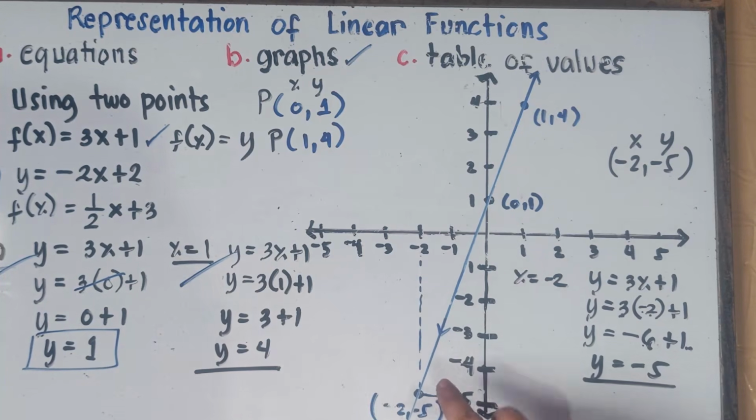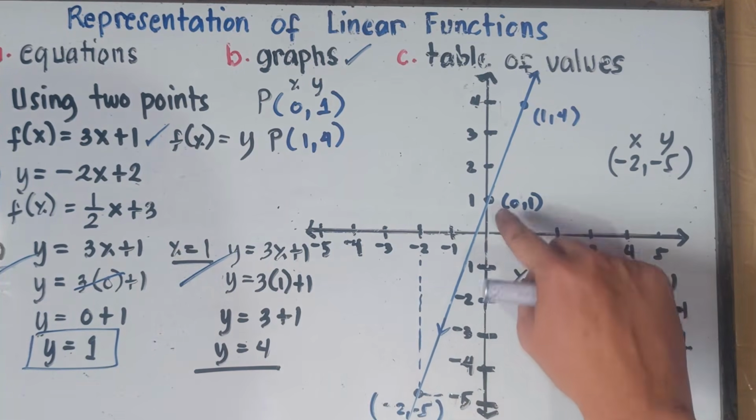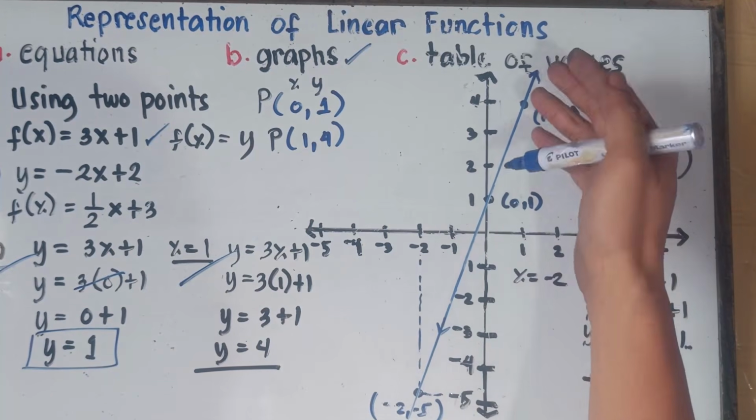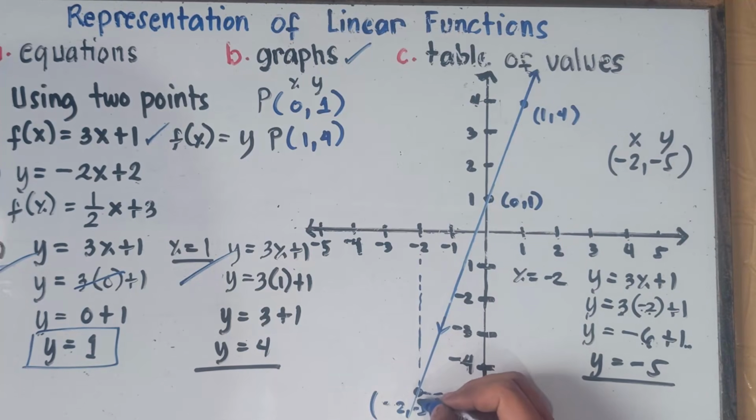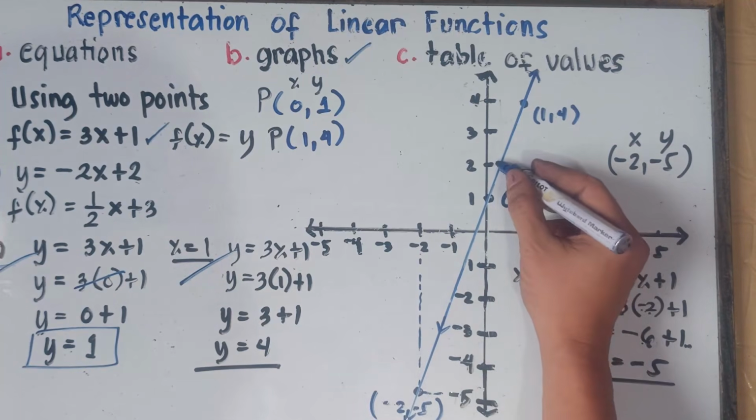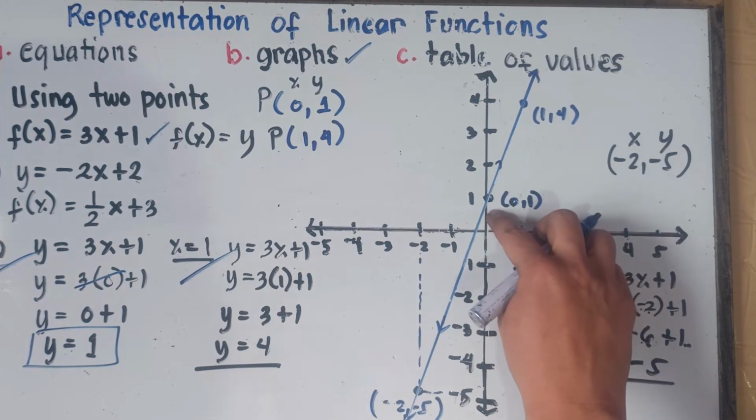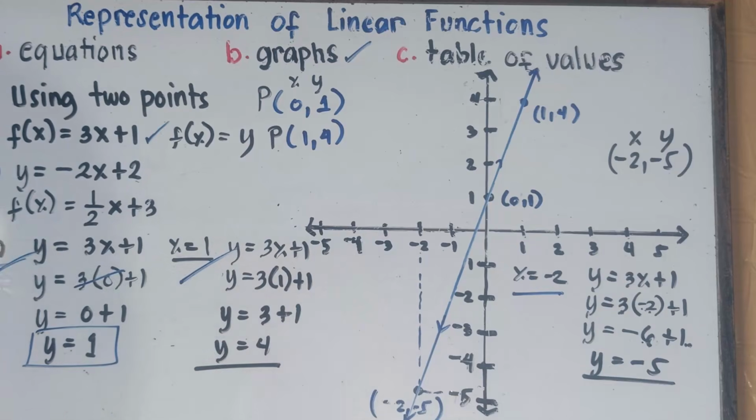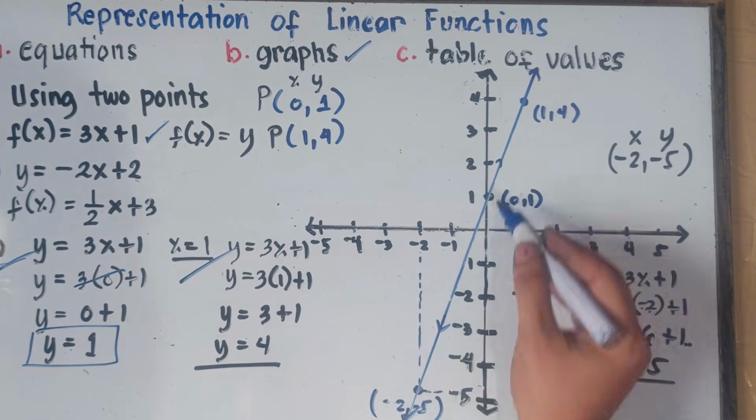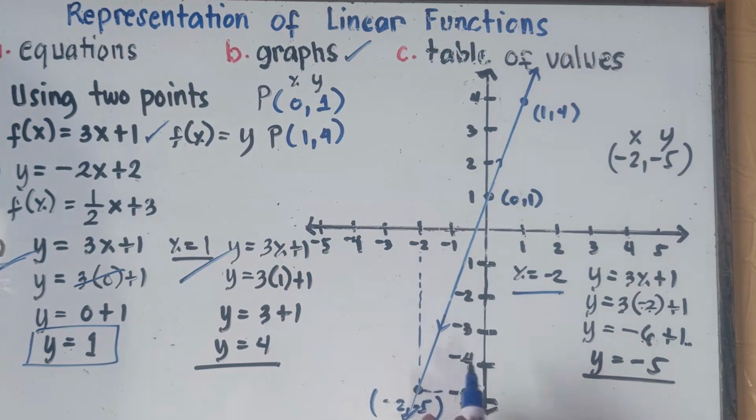You can have these 2 points, this one right here, and then connect the line. Example, class, this one right here, negative 2 and then negative 5, and then arrow and then arrow. You can stop at this one. So you can choose x is negative 2 and then x is 0. That would be really fine because this is a straight line. An arrow, class, it means continuous.